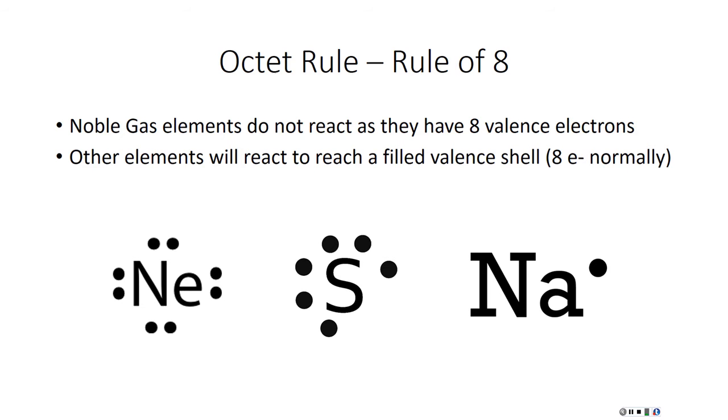But what happens if it's not as simple as 1-to-1? Let's say, for example, we have sodium with this 1 valence electron, and sulfur, which has 6 valence electrons. Now when these two react together, sodium says, okay, great. You'll take an electron, I'll give 1 up. So sodium gives up 1 valence electron. Sodium is now happy because it's given up all of its electrons, but sulfur only has 7.